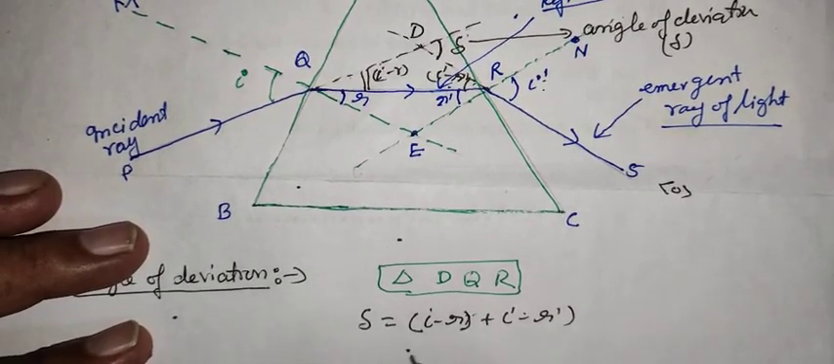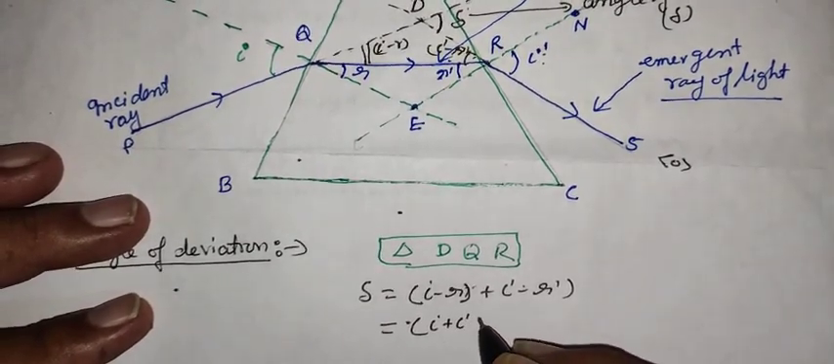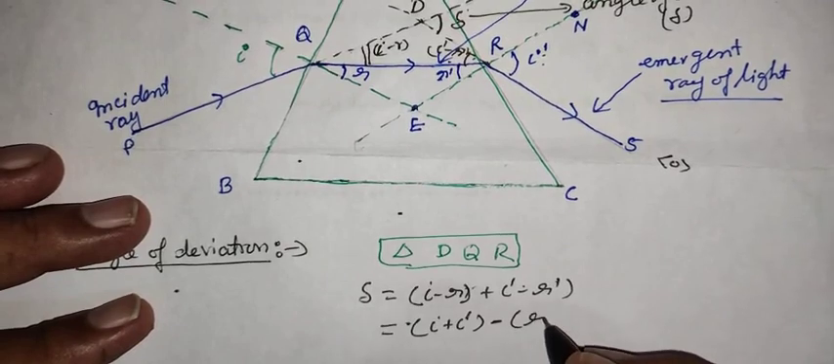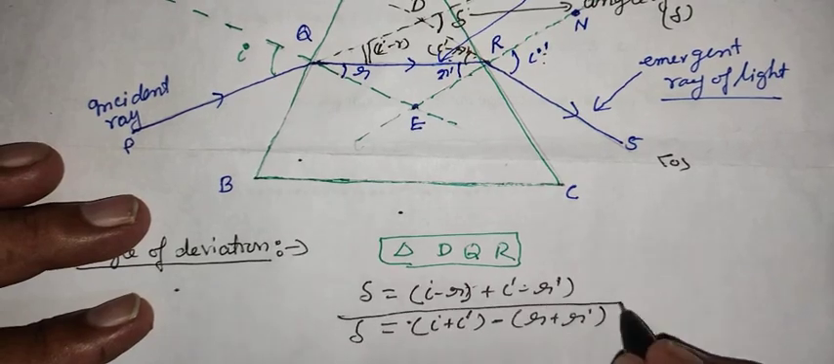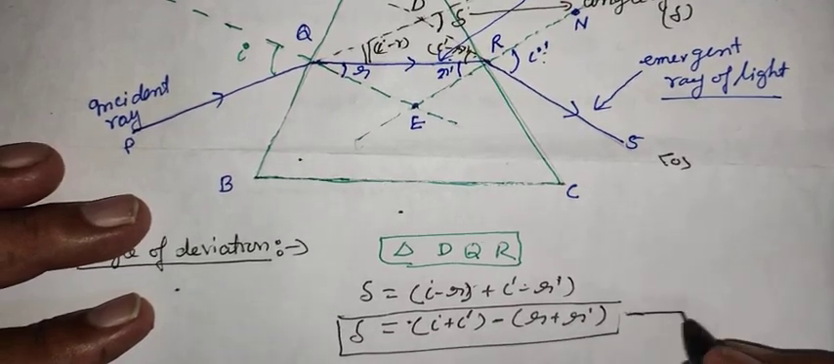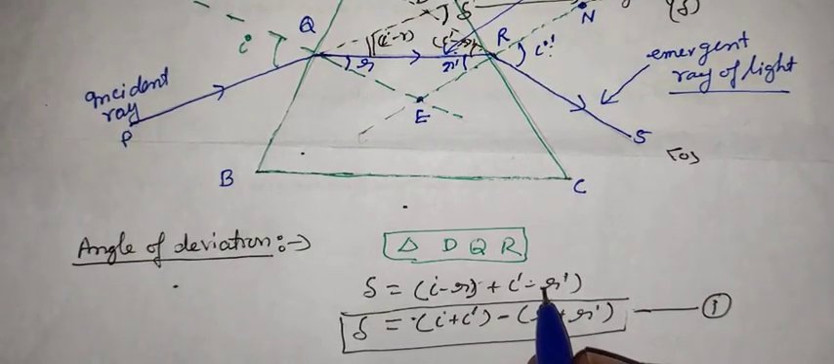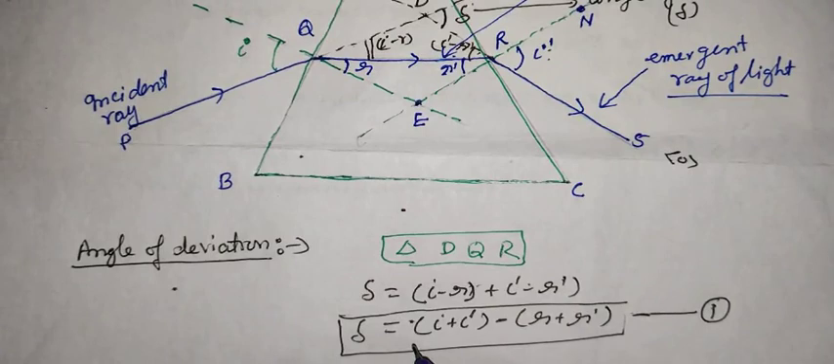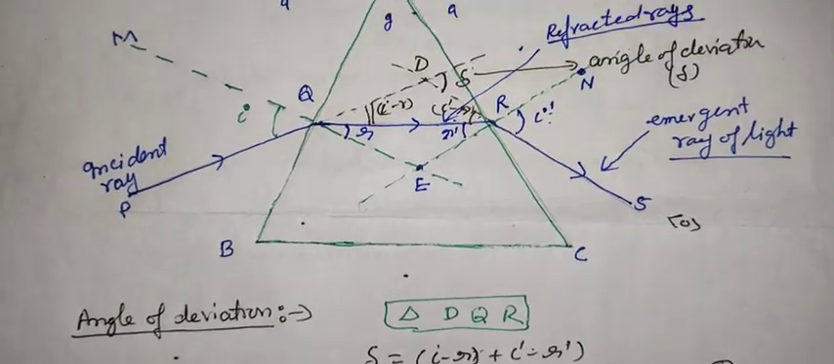So it can be written, in one bracket, I plus I dash, minus r plus r dash. Treat this equation as equation number 1. When we proceed to make a relationship between angle of deviation, angle of incidence, and angle of prism, and refractive index of material of a prism, let us proceed with the mathematical calculation.